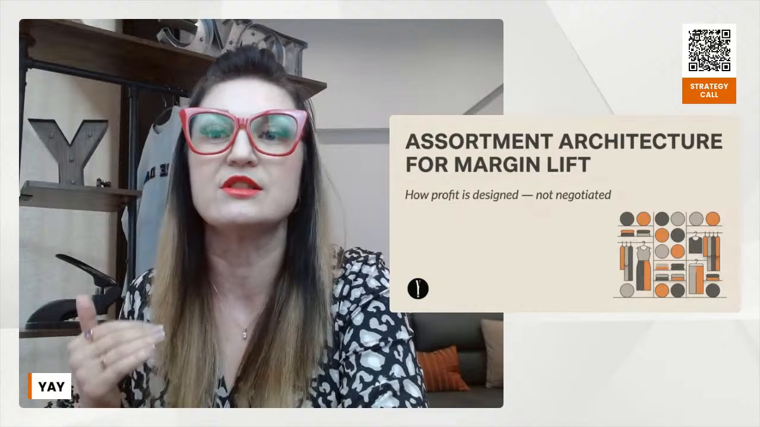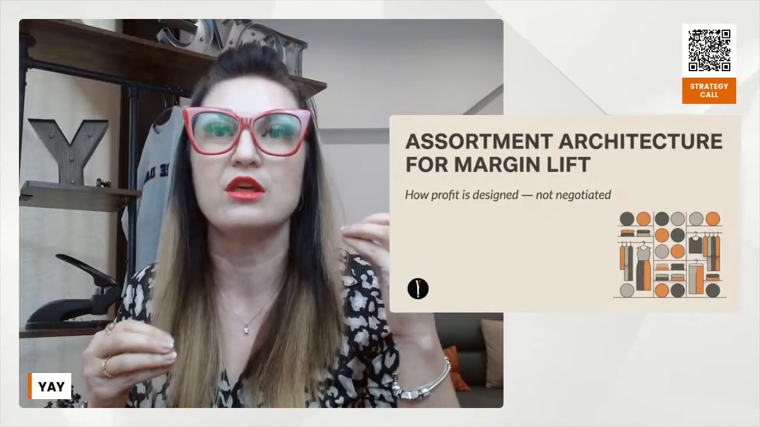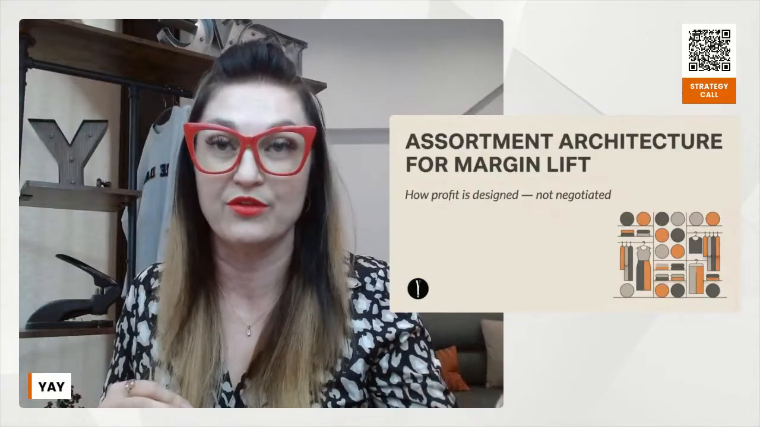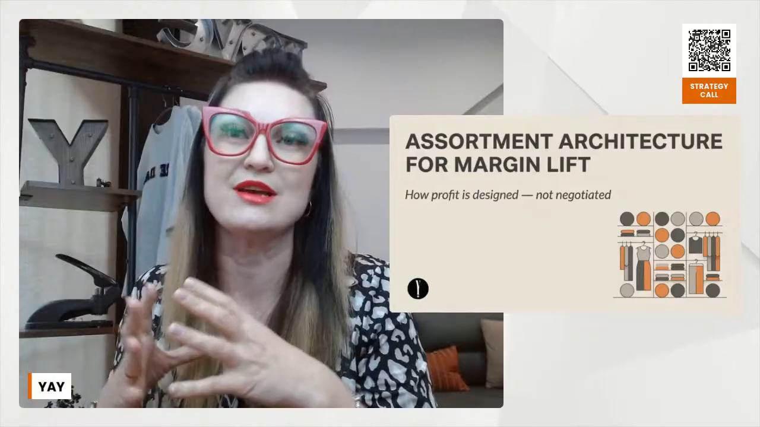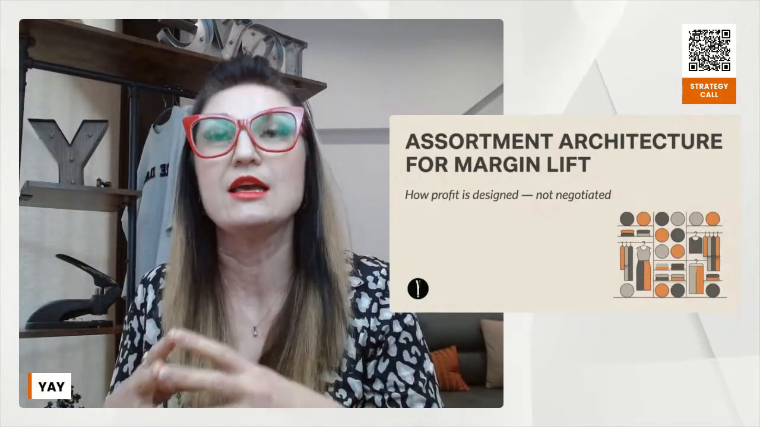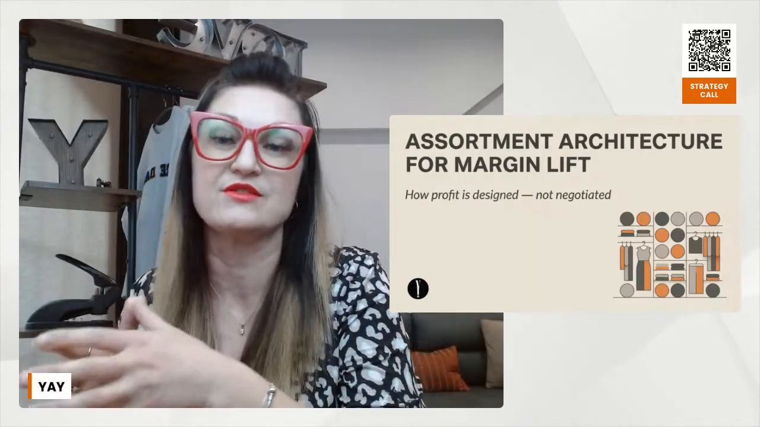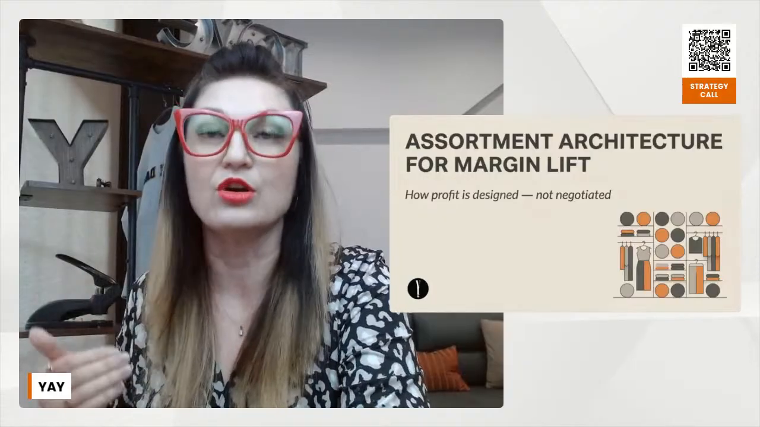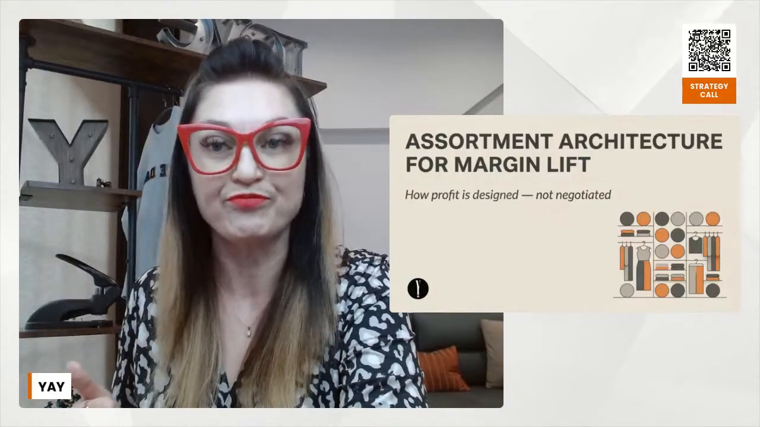Just think about it. We often put so much pressure on our teams and ourselves thinking about margins, thinking about how much we need to negotiate with vendors, but we often don't look at how our assortment is actually structured. How is our assortment actually built? Is it optimized to set ourselves up for success and, long term, drive the productivity of that assortment up?